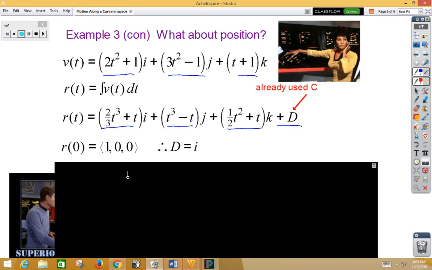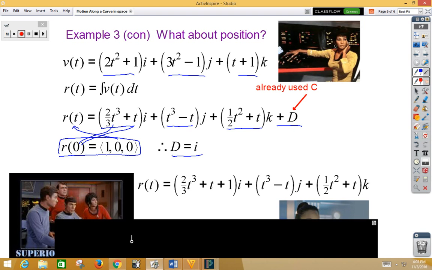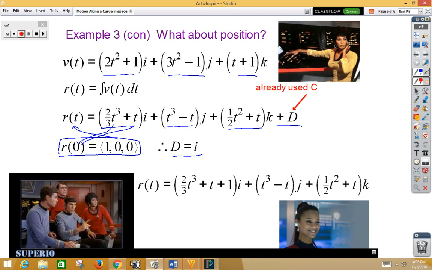Again, we know that r of 0 is 1, 0, 0. So we would do the same thing. We would plug in the 1, 0, 0 here, zeros for t everywhere else. We then get d as being just i. Combine that all together. r of t is 2/3 t cubed plus t plus 1 i plus t cubed minus t j plus 1/2 t squared plus t k.